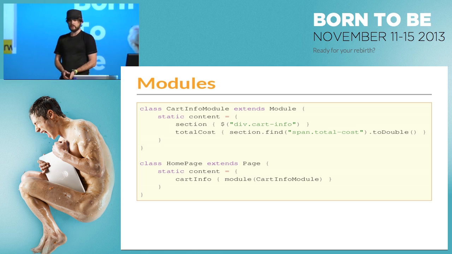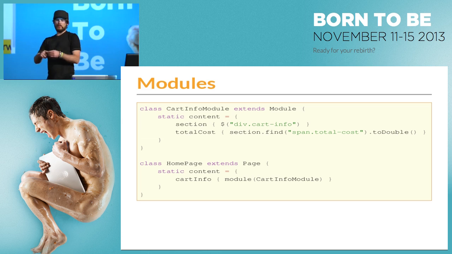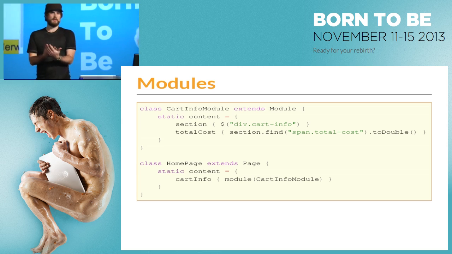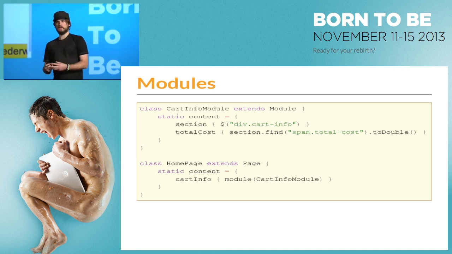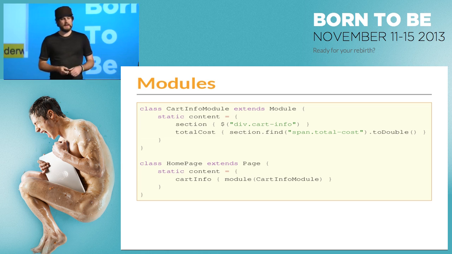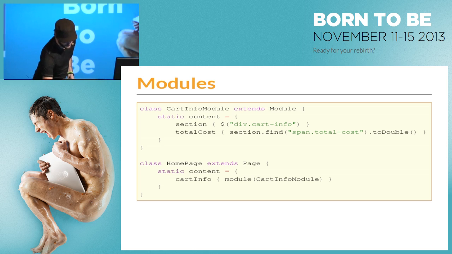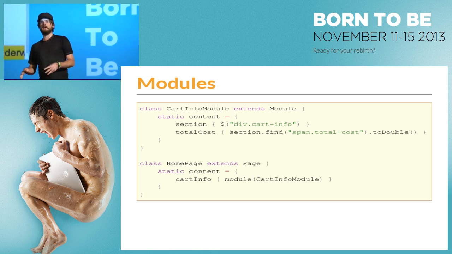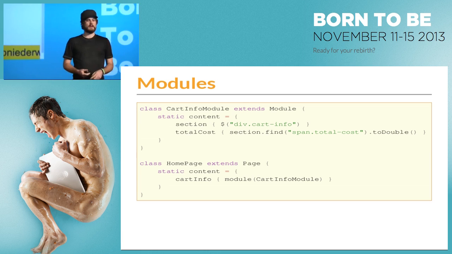A quick word on modules. So far we've been dealing with pages, so really representing the thing that the browser is pointing to at that point in time. Modules give us a way to model a particular fragment in the page. The same content DSL, same way of naming and defining content, and then I can go and pull it in to a particular page as needed. So say cartInfo on this page is that cart info module, and I can reuse that across different pages.